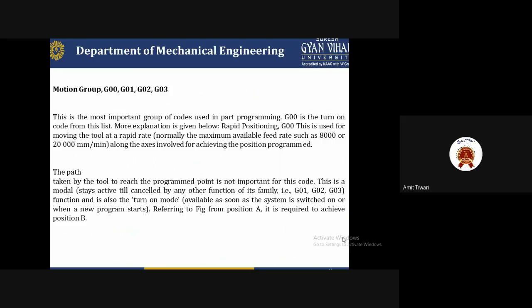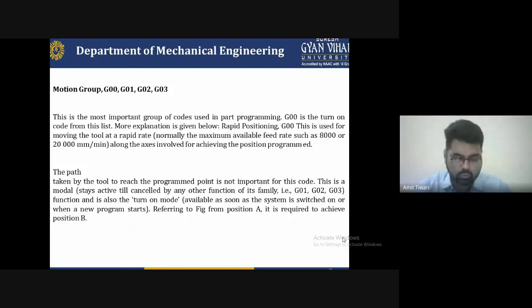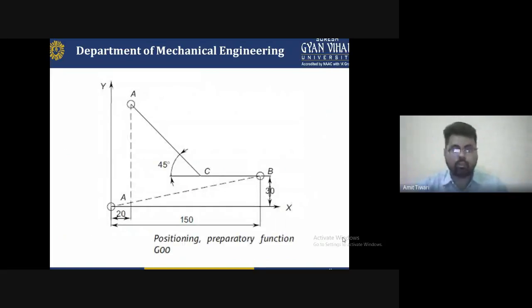There are reasons for selecting this type of programming and understanding the part program. G00 is used to set the movable tool, and the remaining codes G01, G02, G03 are other functions of the family, used for moving in different axis directions. If you look at the diagram, this is positioning, and the preparatory function G00 is used for that. These are the positions where you have to use G00.